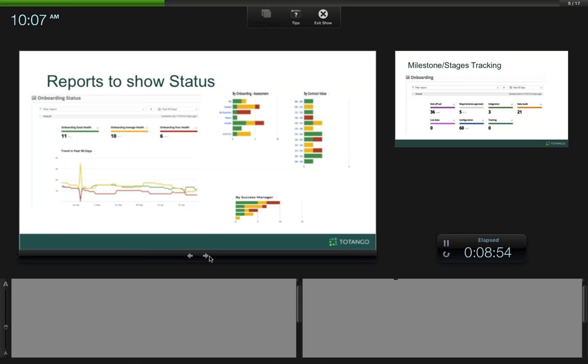So we're looking at the 3 buckets of customers. Customers that are doing well, customers that are in average health, and customers that are at risk. Also broken down by the components on the right side. So we can see how they're doing by contract value, by our onboarding assessment. So is this a complicated onboarding, or is it a simple, straightforward onboarding? And also by the success manager. So it gives you kind of visibility at a high level, more of a dashboard type of view.